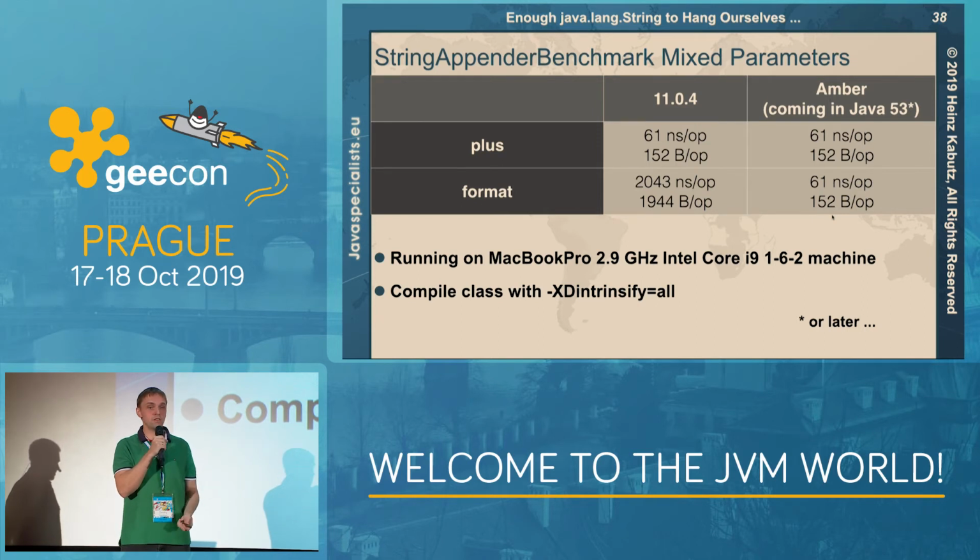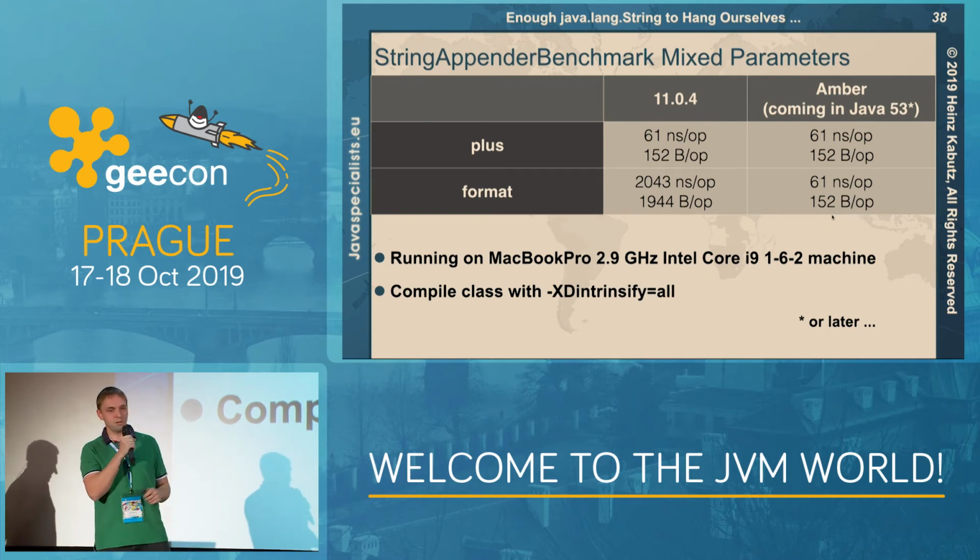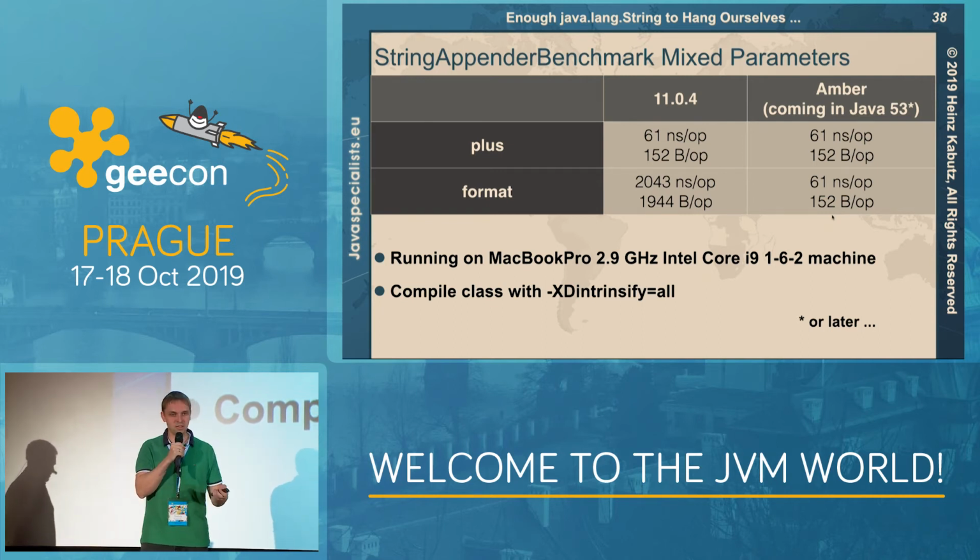So eventually in Java 53, or at least when I will be 53 years old, I think we will get the Amber branch ready, and we could write string format and use nice code idioms.